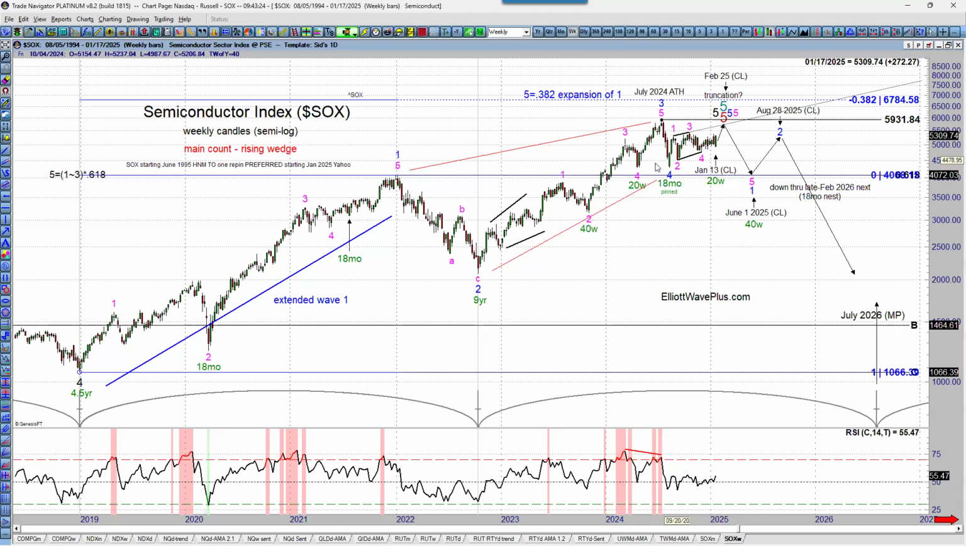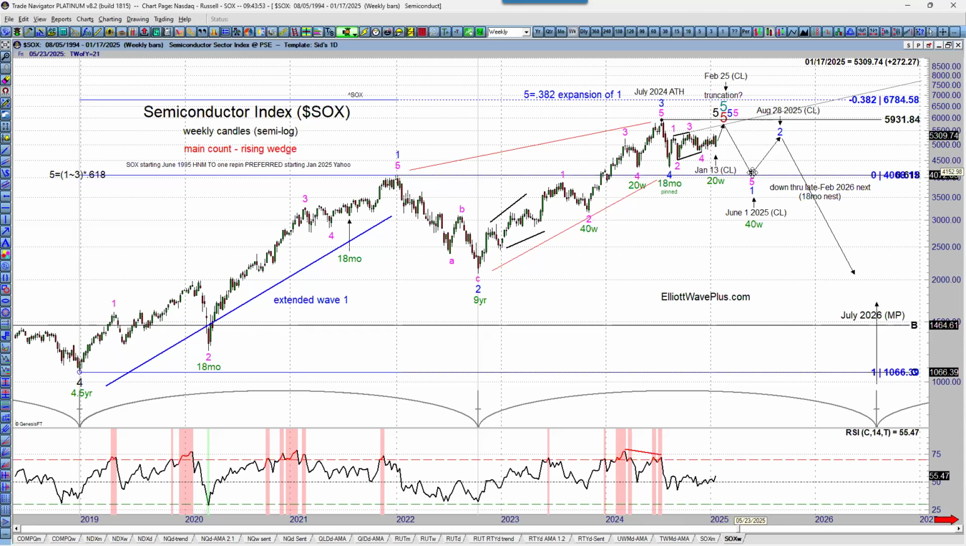So the composite line is bullish on semiconductors until February 25. If it can't make a new high above the July high, I think this will be the fifth wave up, and it will be in truncation. And then moving forward, down through June of this year, up through August.